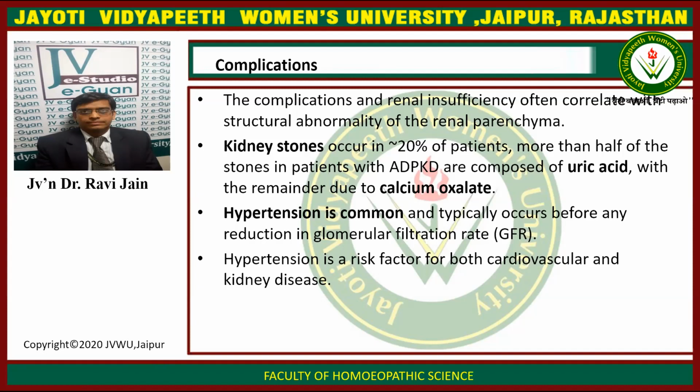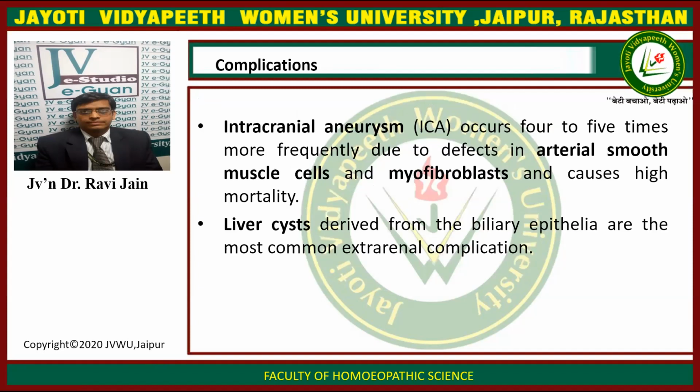Other important complications include intracranial aneurysm (ICA) that occurs 4 to 5 times more frequently, due to the defect of arterial smooth muscles and myofibroblasts, and that causes high mortality. So ICA, or intracranial aneurysm, is another very important cause of death in the cases of polycystic kidney disease.